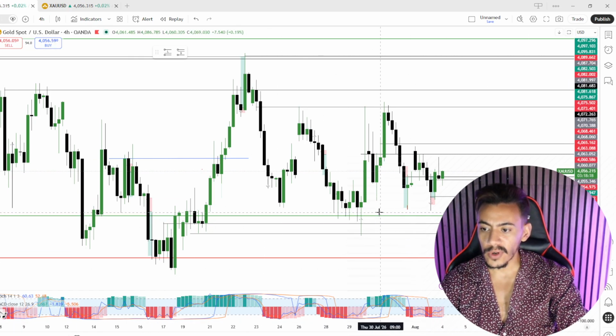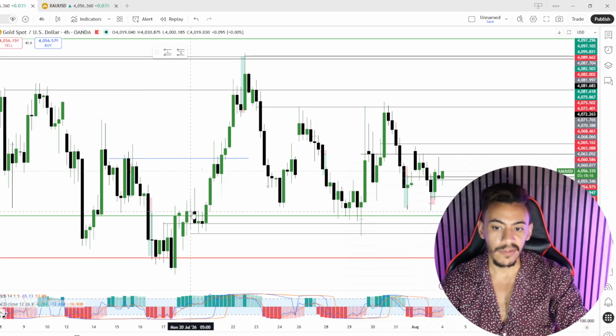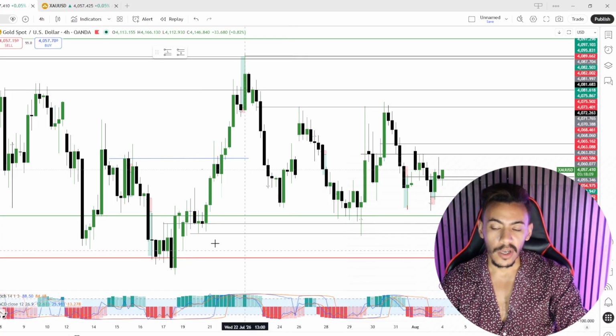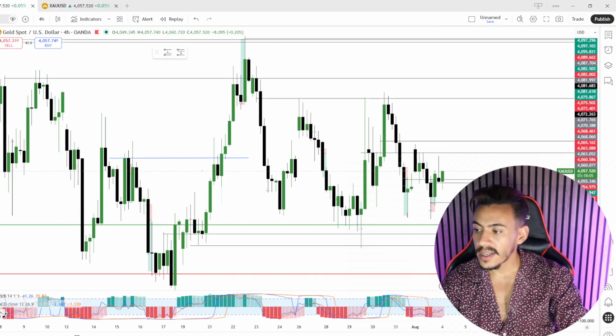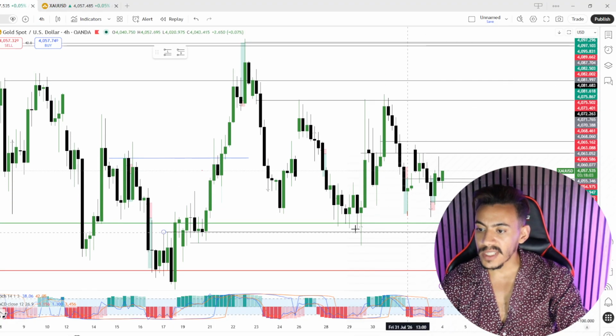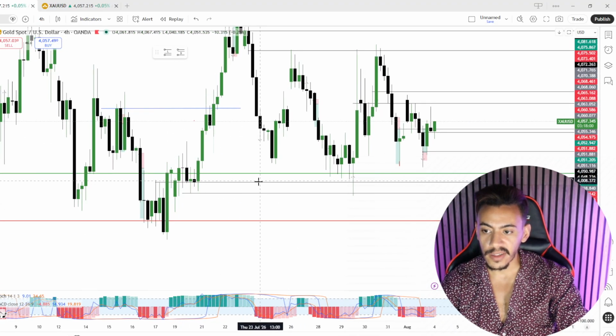First thing that I look for is the bias for the day. First thing you want to look for is knowing the direction. You want to know where the price is going for that day. So first thing, you want to see where the support and resistance are for the day. And if you don't know what support and resistance is, we're going to cover everything in this video.